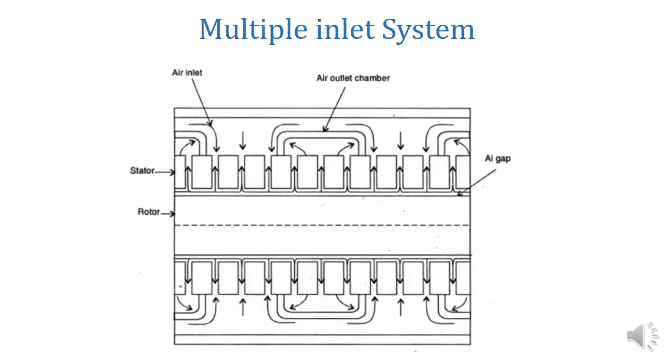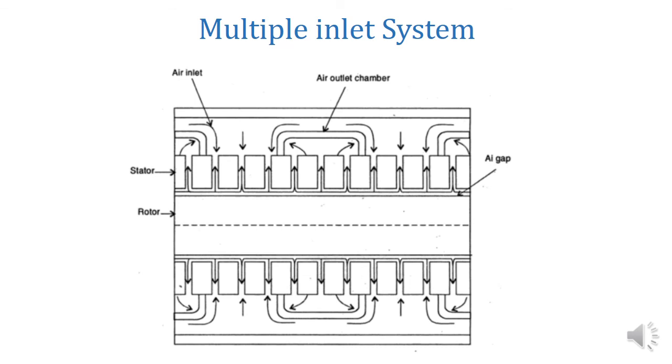Next one is multiple inlet system. Such a system is always used for a machine with a very long core. If the core length is high, then we can use multiple inlet system. So normally it is used for turbo alternators with a long core. This is used because it is difficult to supply the required amount of cooling air to the central parts.